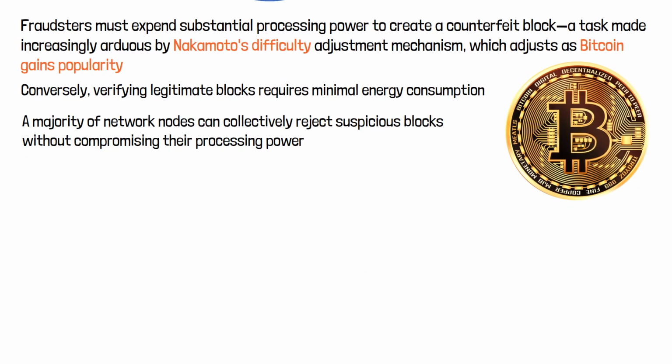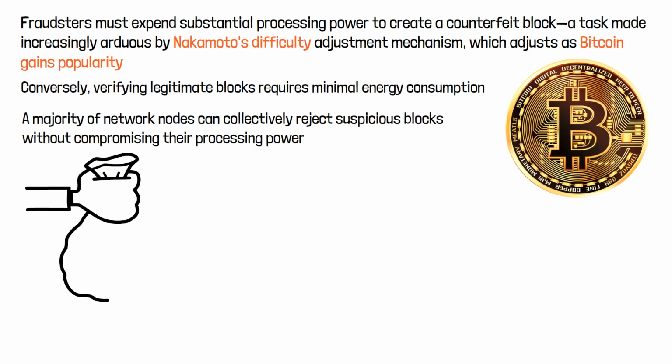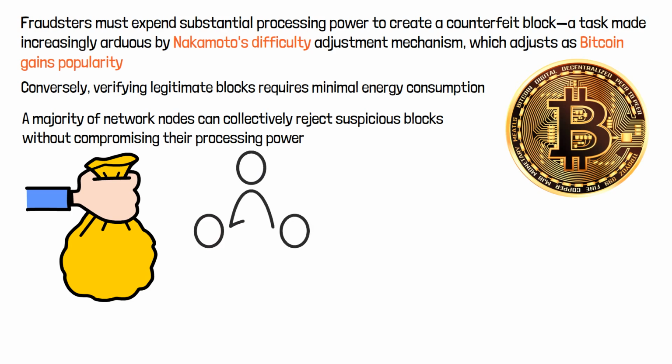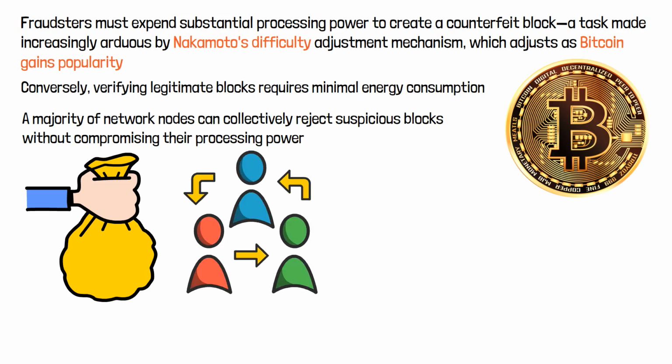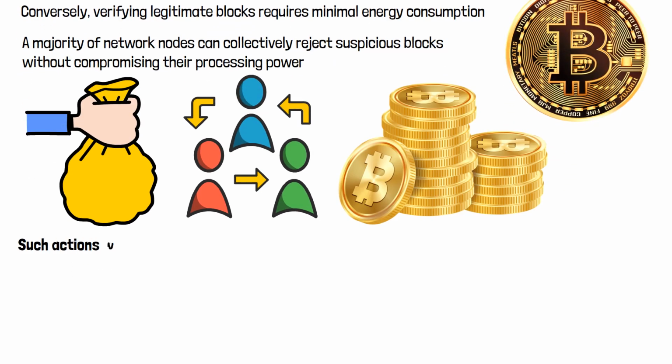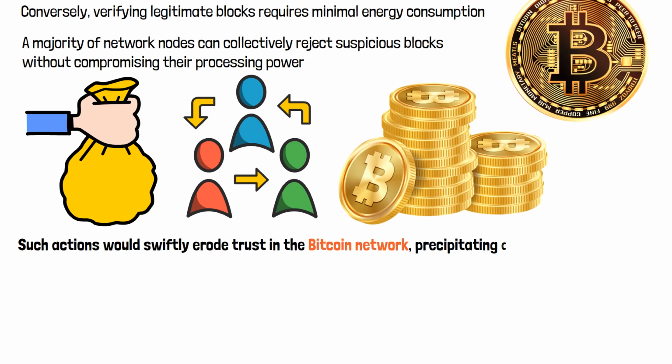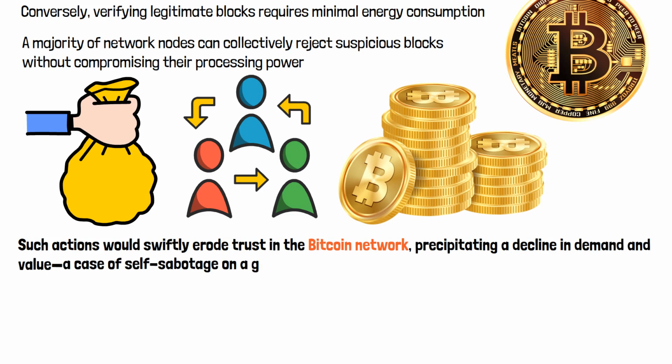Even if a malicious actor were to invest considerable resources and successfully manipulate a majority of network nodes to approve a counterfeit block, the gains would be minimal. Such actions would swiftly erode trust in the Bitcoin network, precipitating a decline in demand and value. A case of self-sabotage on a grand scale.